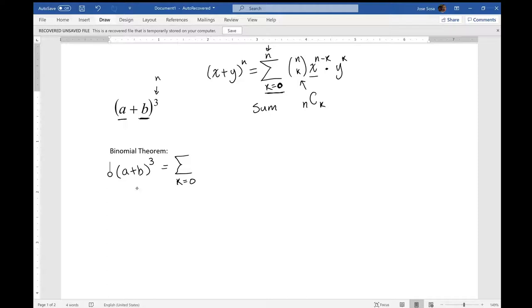Okay, the sum of n choose k times x to the n minus k times y to the k. Okay, and now you might notice that I didn't put a 3 in here and a 3 in there, and that's because when we expand this thing, remember, this is just the addition of many terms. In fact, it's 4 terms, and I'll show you what I mean.